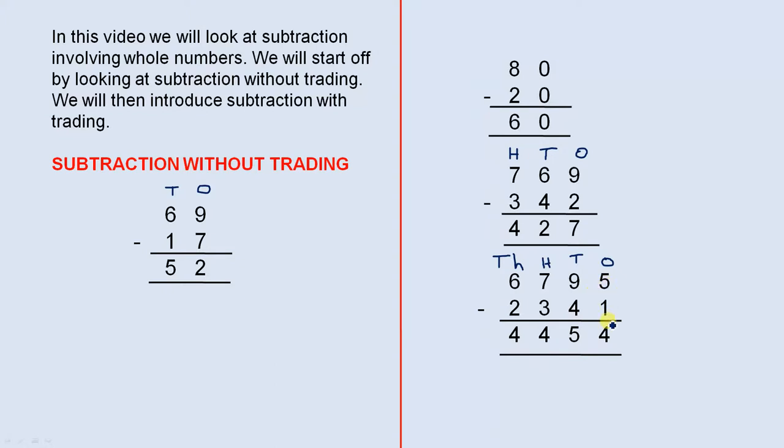5 take away 1 is 4, 9 take away 4 is 5, 7 take away 3 is 4, and 6 take away 2 is 4, and the answer is 4,454.